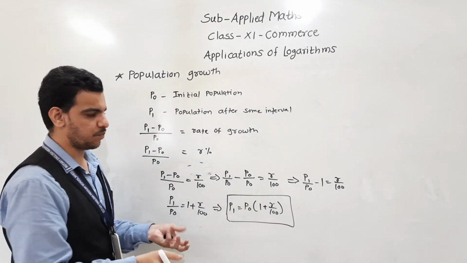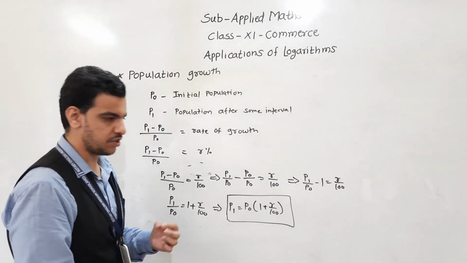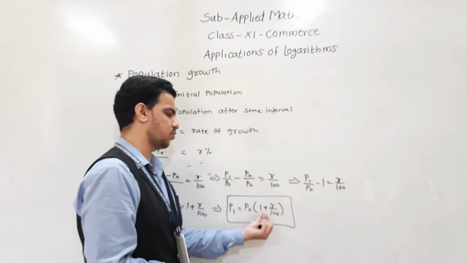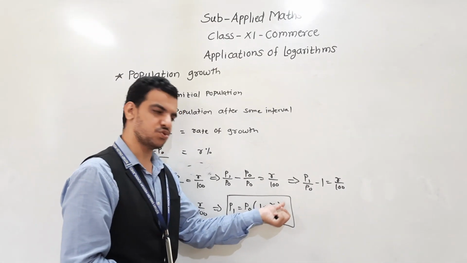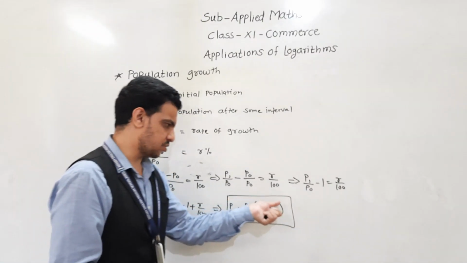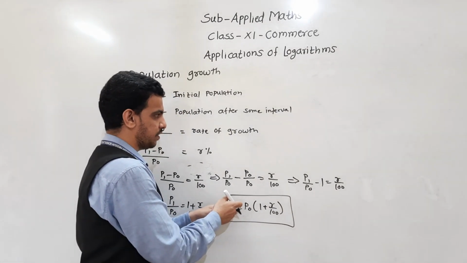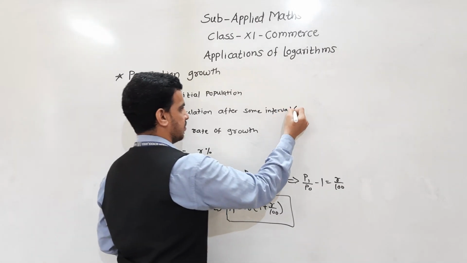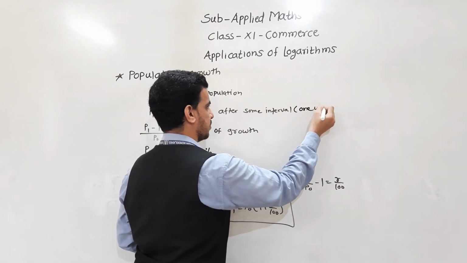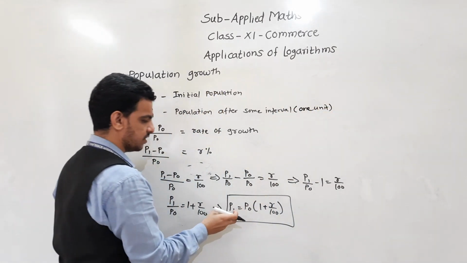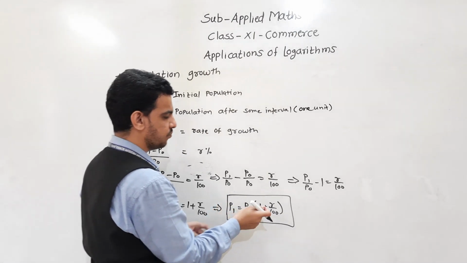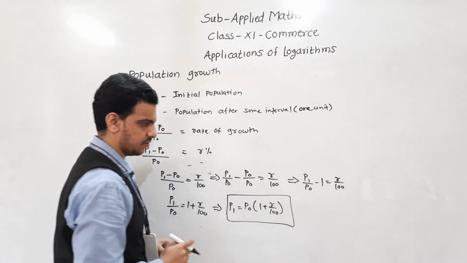It is the same as compound interest. When we find compound interest, amount is equal to P into (1 plus R by 100) raised to n. So here also raised to n. Here I am taking only 1 unit, that is P1. Okay, so for 1 unit it is P1 is equal to P0 into (1 plus R by 100).